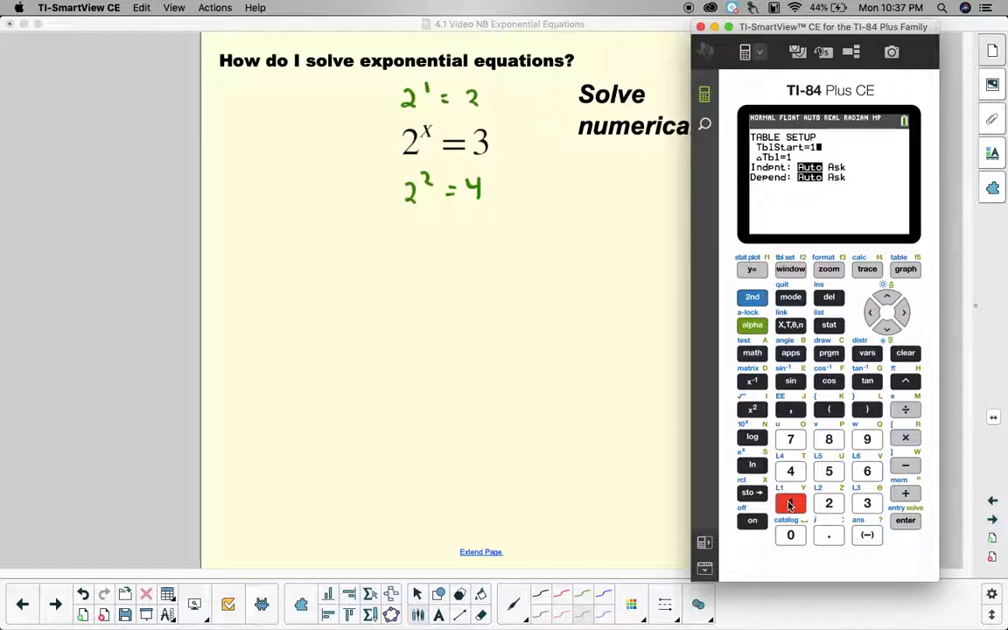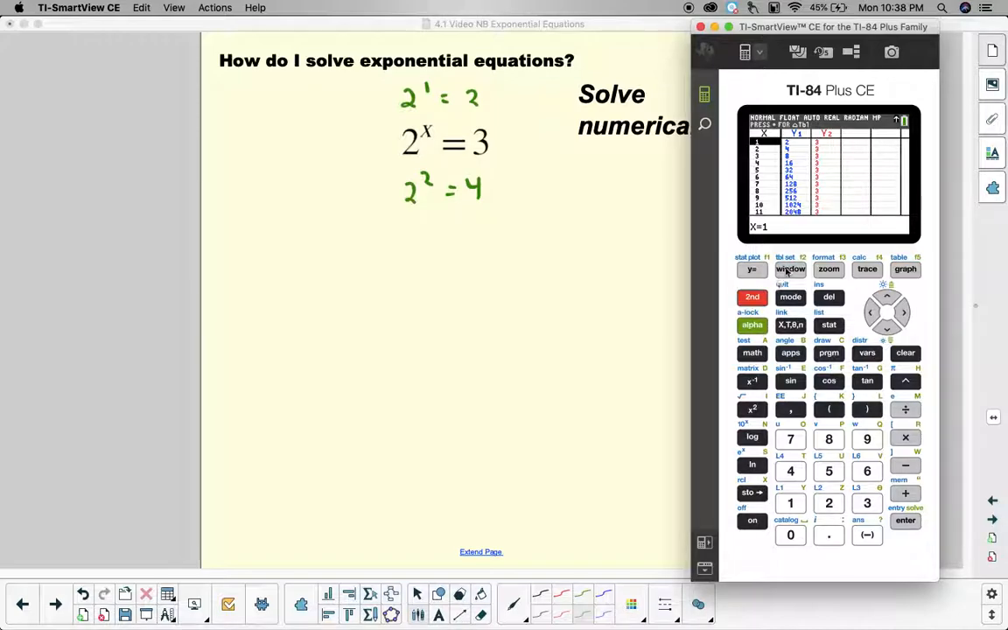So I'm going to start at 1, and let's just see what it looks like right now. Enter. Now I hit second graph to get to the table. You can see the x values are going up by 1, and here are my output values. 2 to the first is 2, 2 squared is 4, 2 cubed is 8, 2 to the fourth is 16, and so on. But I'm looking for where y1 is equal to 3. It looks like it's going to be in between 1 and 2.